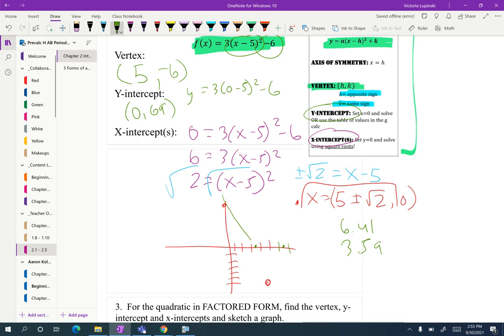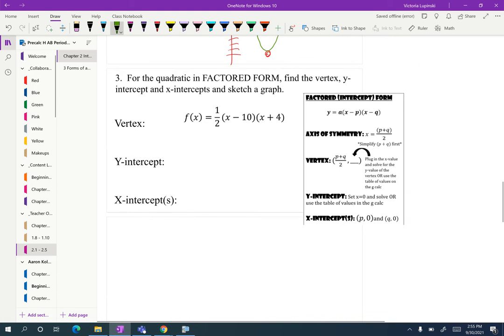Go ahead and connect them. Obviously, this is just a sketch, so let me go ahead and make that just a little bit nicer for you. Obviously, my graph is not going to be perfect because I estimated, but it's perfectly good enough to get the job done. From here, again, if you want to jump over to the Delta Math to do the second question, you can feel free. Otherwise, let's go ahead and take a look at factored form.